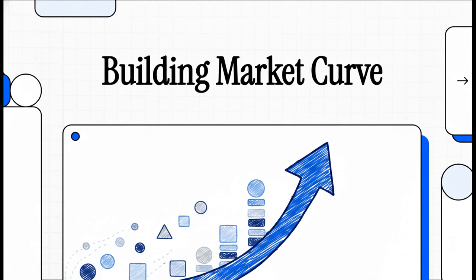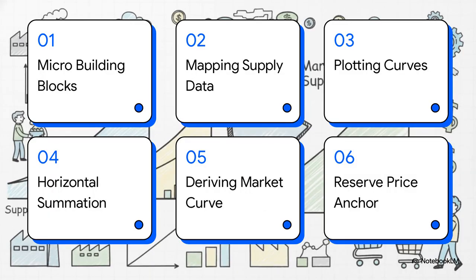So by the end of this explainer, you're going to see exactly how individual decisions mathematically and visually stack together to create the entire market supply curve. It's like assembling a giant architectural blueprint, and we're going to build it piece by piece. Here's the roadmap for our build today. We'll start with the microeconomic building blocks, map out some individual supply data, and plot those initial curves. From there, we'll use horizontal summation to derive the final market curve, and then wrap up with a really fascinating concept called the reserve price anchor.